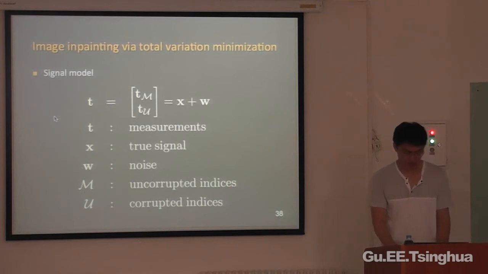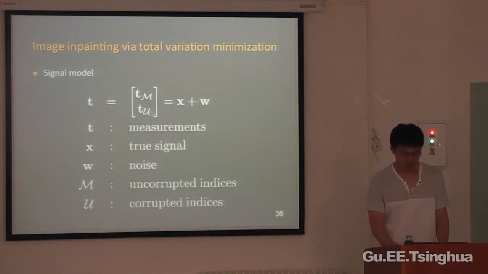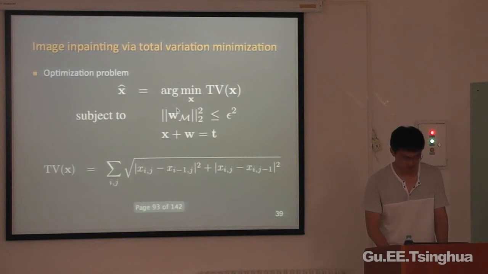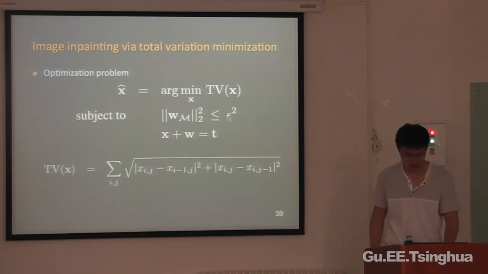So still the signal model is we have a measurement. T is a measured image with cracks, and X is the original image we want to recover. W is some noise, and in the unmeasured parts the noise is very big, and we cannot use that information. So we just use Tn to recover X. Remember, T and X are just images. And we form an optimization problem to minimize the total variation of X, subject to the estimate plus noise being your measurements. On the measured parts, the noise is pretty small. It's bounded by something.